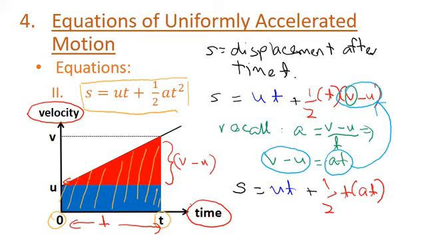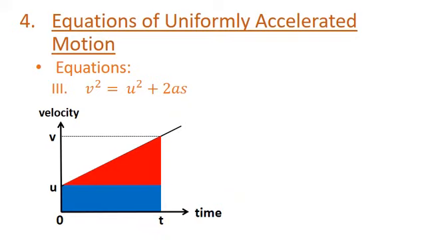Now, just to elaborate a little bit, the displacement, or s, is the displacement at time t. So it's the displacement at this particular time. Because displacement is time dependent, it depends on time. Okay, by hook or by crook, we have arrived at the last equation.